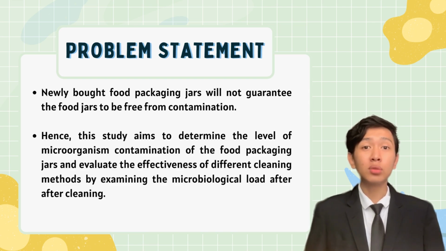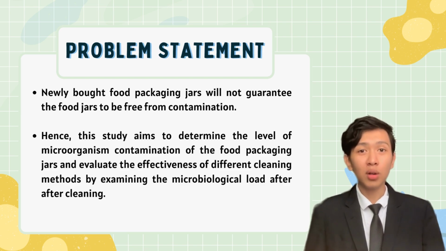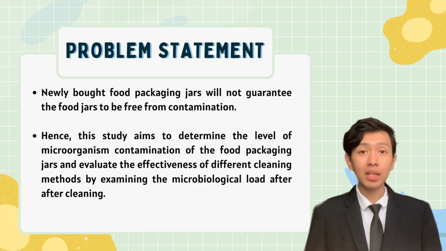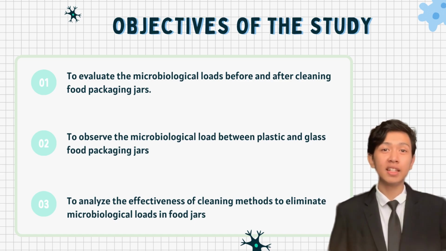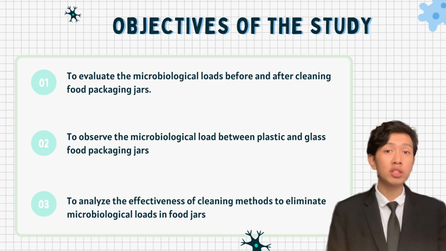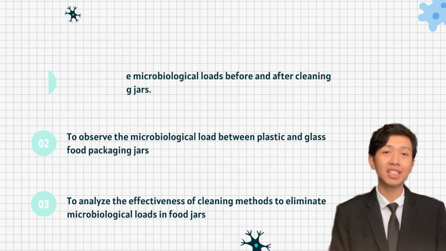This study aims to determine the level of microbial contamination in food packaging jar and evaluate the effectiveness of different types of cleaning methods by examining the microbiological load after cleaning. There are three objectives of this study. The first was to evaluate the microbiological loads before and after cleaning food packaging jar. The second was to observe the microbiological load between plastic and glass food packaging jar. And lastly, the third was to analyze the effectiveness of cleaning methods to eliminate microbiological loads in food packaging jar.